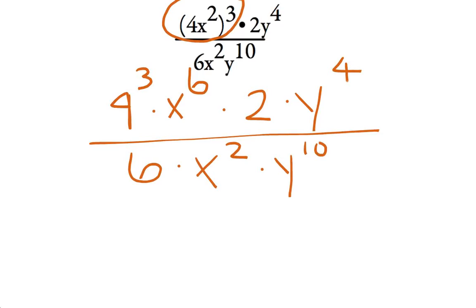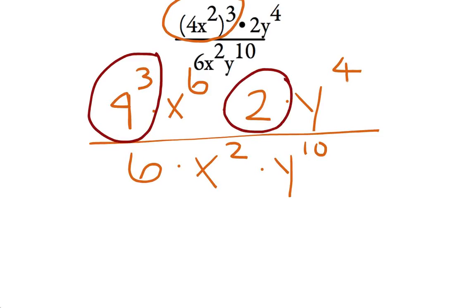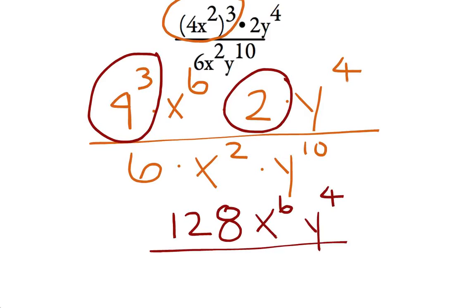All right, so what I need to do next is simplify what I've got. So in my numerator, I know that I can take 4 cubed times 2. 4 cubed is 64 times 2. That should give me 128. And then I'll have x to the 6th, y to the 4th. In the denominator, there is nothing to simplify, so I'm just going to rewrite that.